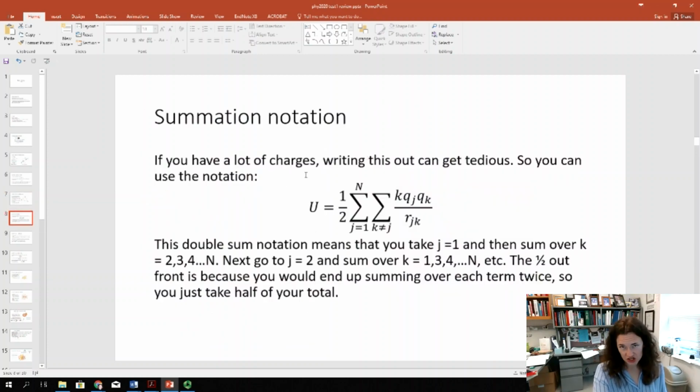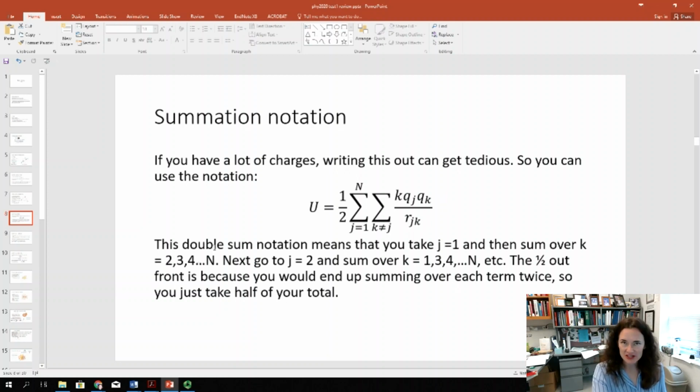If you have a lot of charges, writing out those summations can get really super tedious. So if you'd like to use the double summation notation, here it is. U is equal to 1/2 times the sum over j equal to 1 to N, where N is the number of particles that you have, and then times the sum over k not equal to j, K Qj Qk over Rjk. Say that 5 times fast.